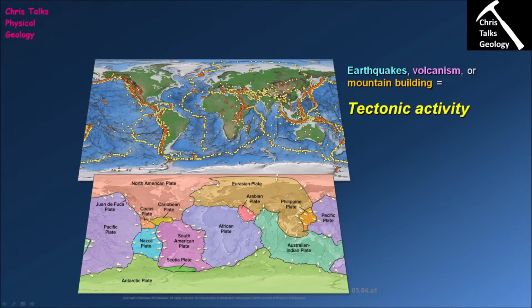So once we accept that we can use the earthquake data, the volcanism data and mountain data to work out where the plate boundaries are located, we can obviously split up the surface of the Earth into the individual plates, which are all moving relative to each other.